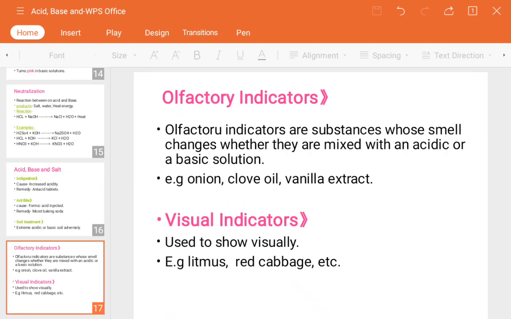Next are other indicators, like natural indicators and chemical indicators. Other indicators are there, like olfactory indicators. What is meant by an olfactory indicator? These are substances whose smell changes when they are mixed with an acidic or a basic solution.